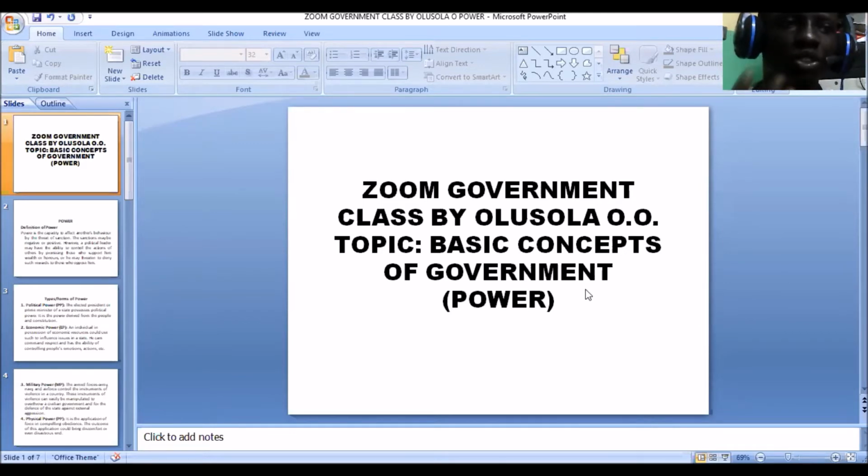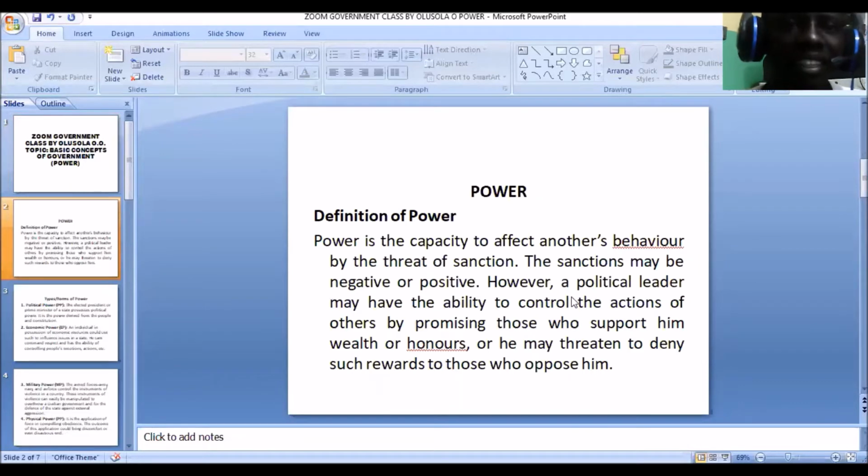So we are going to discuss a number of basic concepts of government. There are a lot of them, so we're going to take them one after the other and then discuss them in detail. All the knowledge we need to have about these basic concepts will be given to us one after the other. Then the first one I want us to look at this afternoon is the concept of power.